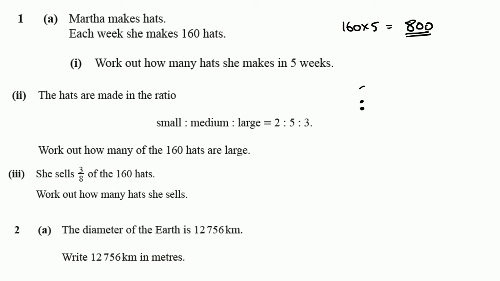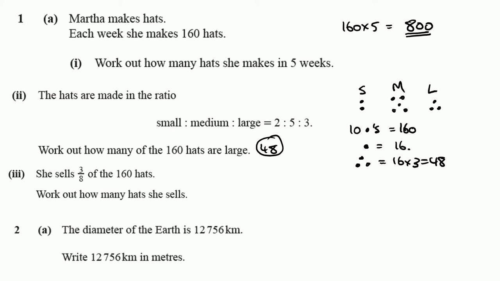So once again I'm going to start off with dots. Small, medium, and large. Now altogether these dots represent 160 hats that she makes in a week. So altogether there are 10 dots. 10 dots represents 160 hats. So 1 dot is equal to 16 hats. 3 dots represent the large hats, so that's going to be 16 times 3, which is 48.